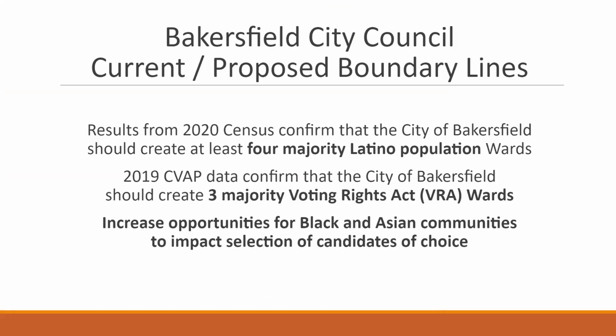And so our analysis, as I've stated before, indicated that the city of Bakersfield should be creating 3 Majority Voting Rights Act wards where the percentage of eligible Latino voters exceeds 50%. And we also tried to make sure that other protected class groups that maybe didn't meet that 50% threshold were kept whole as much as humanly possible in a Latino Voting Rights Act district so that they can vote in coalition groups. We wanted to make sure as well that our Asian communities and our Black communities had the ability to select candidates of choice in the city of Bakersfield.